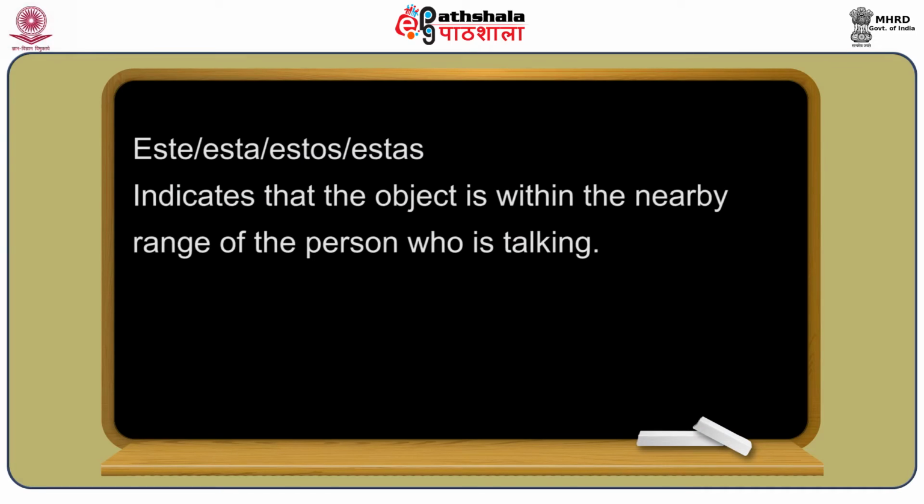Let's now see the uses of the demonstrative determiners. So these determiners, for example, este, esta, estos, estas, are used to indicate that the object is within the nearby range of the person who is talking. So este, esta, estos, estas is used when the object is near the person who is talking.